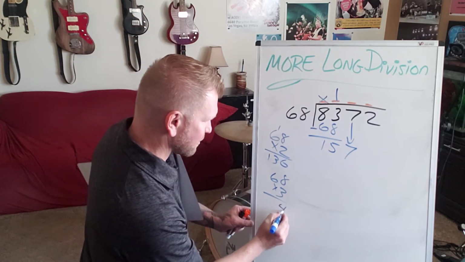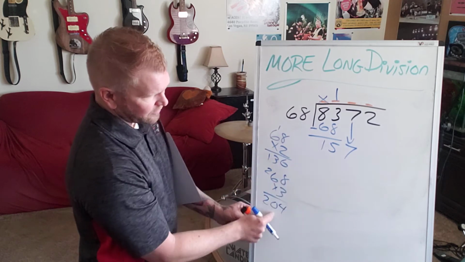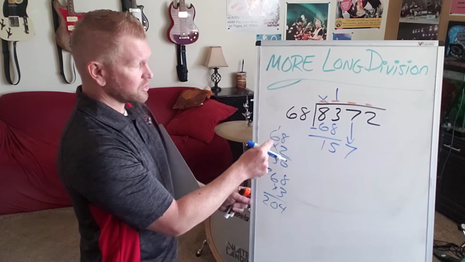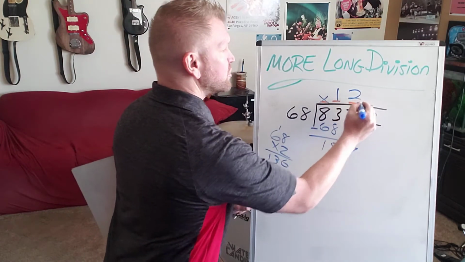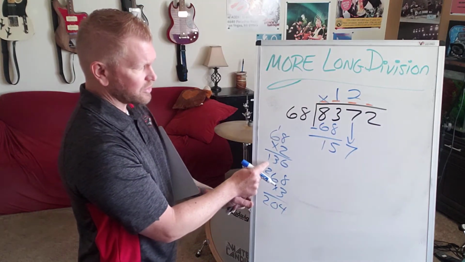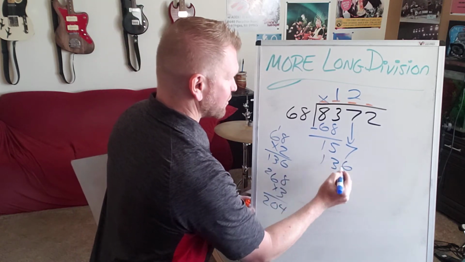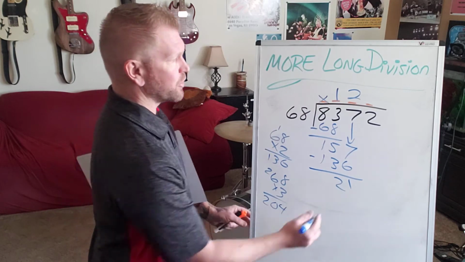3 times 8, 3 times 6 plus 2. That's too big. So 3 was too big. So it turns out, even though this was wrong for the first blank, it is right for the second blank. 2 goes there. 2 times 68, I've already done that. Right there is 136. And now I subtract. And after I subtract, I bring down.